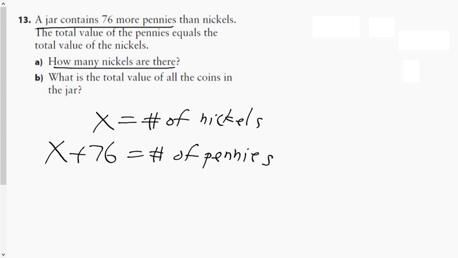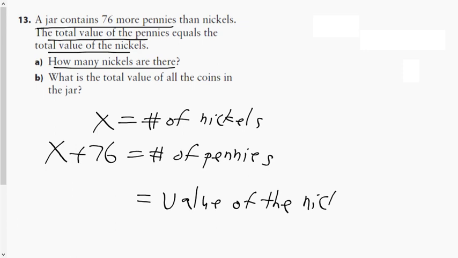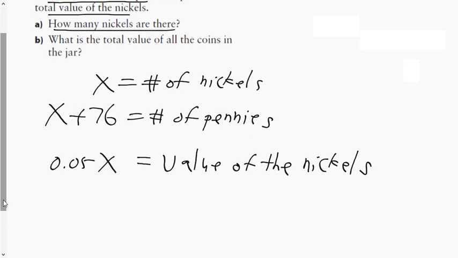Now here's where it gets complicated. It doesn't say to do this, but the total value of the pennies is the total value of the nickels. What is the value of the nickels? If I was to write an algebraic expression for the value of the nickels, since there's x number of nickels and I wanted to figure out what the value is, we would have to multiply the number of nickels by 0.05. If there were 2 nickels, then its value would be 10 cents. If there were 20 nickels, a nickel times 20 is $1. So there'd be $1.